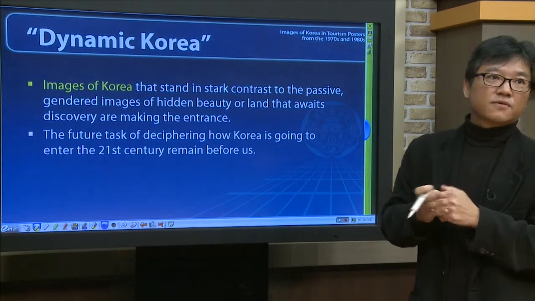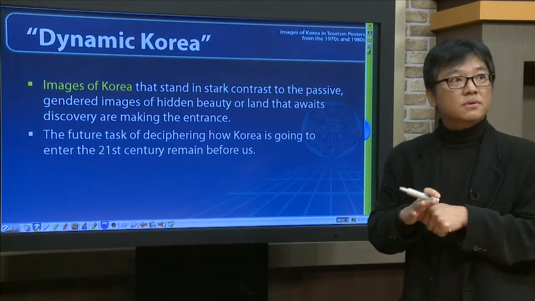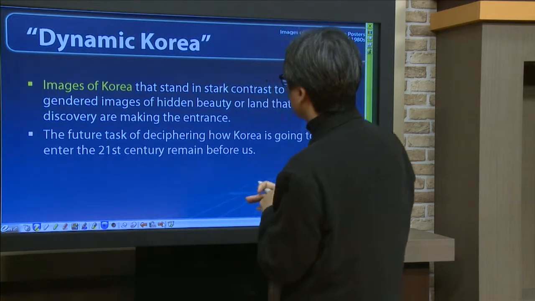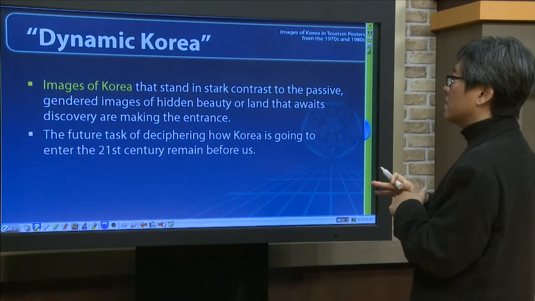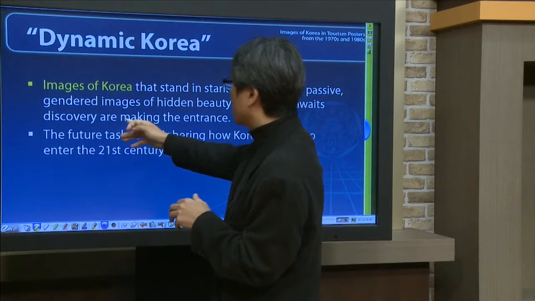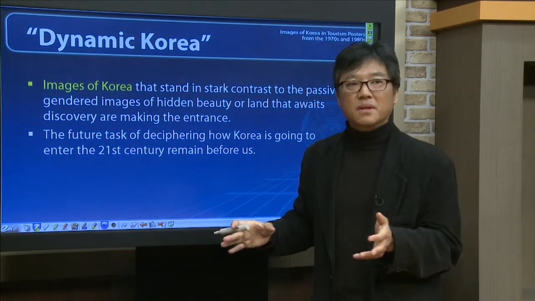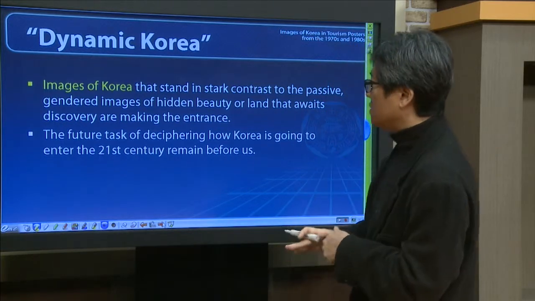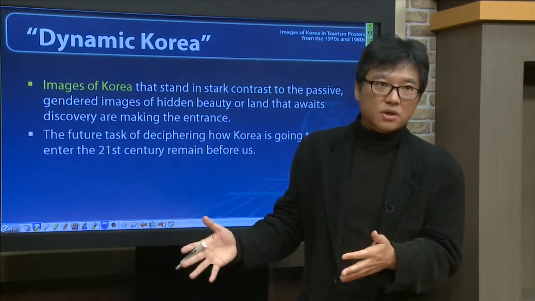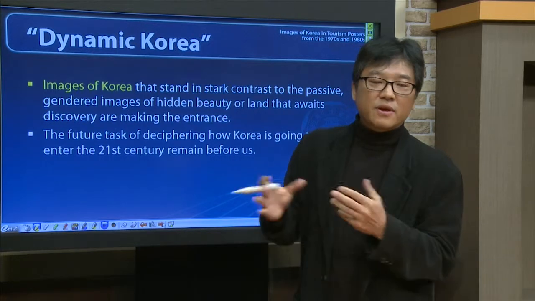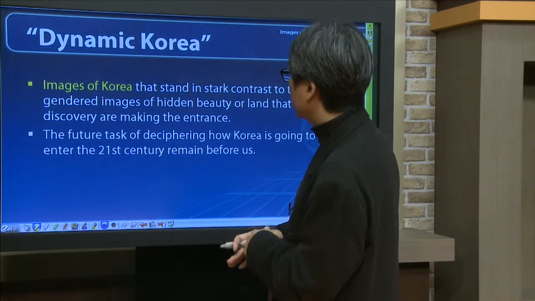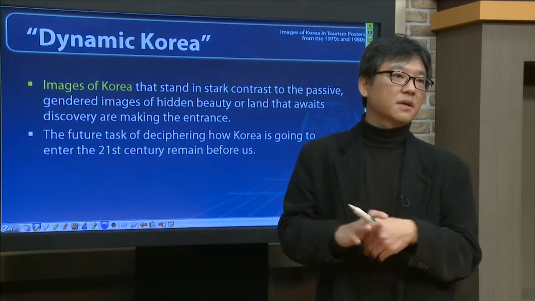But things are changing. Of course, it will change. And these are the last examples and new directions we have to pay more attention to. The images of Korea that stand in stark contrast to the passive gendered images of hidden beauty, or land that awaits discovery, are making their entrance. What does that mean? Sorry for this long sentence. Simply, these are passive traditional images. But society has changed. Of course, the culture changed. If you visit Seoul these days, it's very industrialized, perhaps the most westernized city. So there's a difference. How do you deal with these different images?